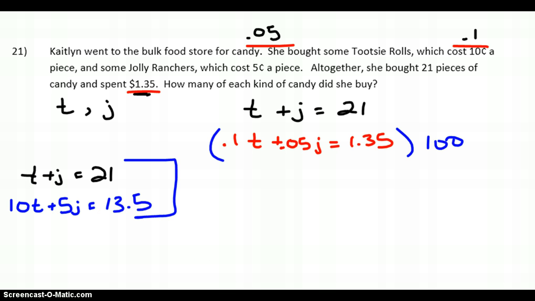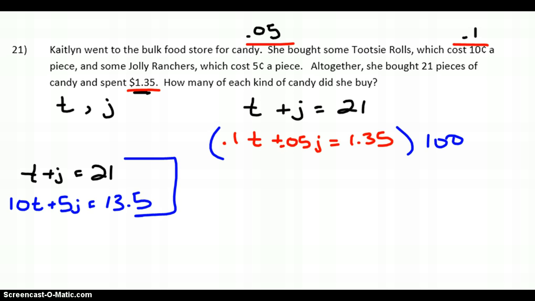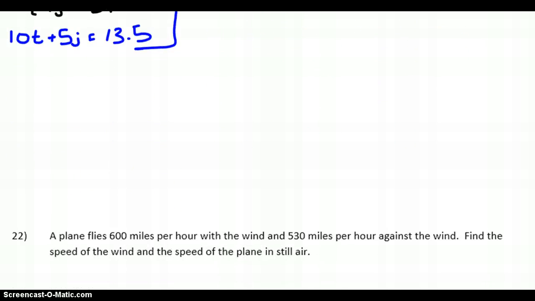Now I can solve this system right here using either substitution or elimination. I'm not going to solve it right now. I can come back and solve a couple if I have time. Let's make sure we can set up a couple more of these. I'm going to set up the equation for number 22.